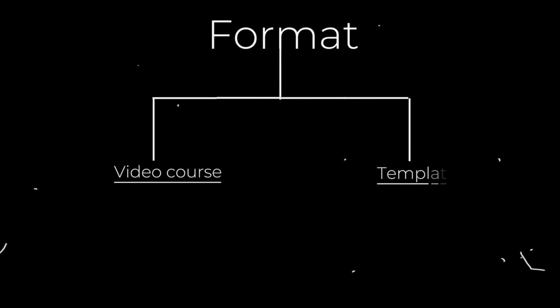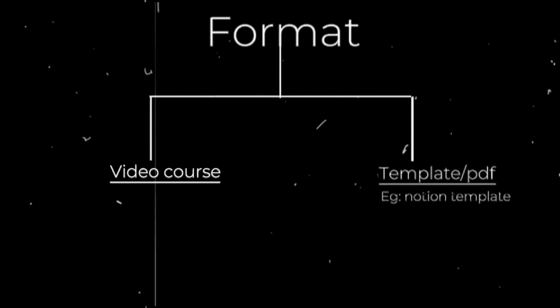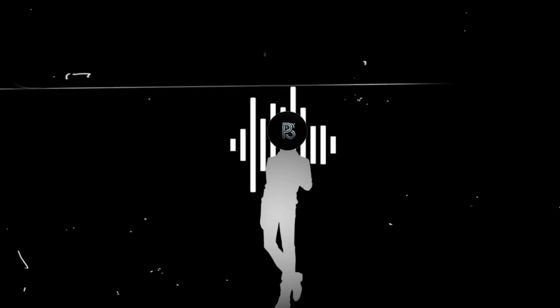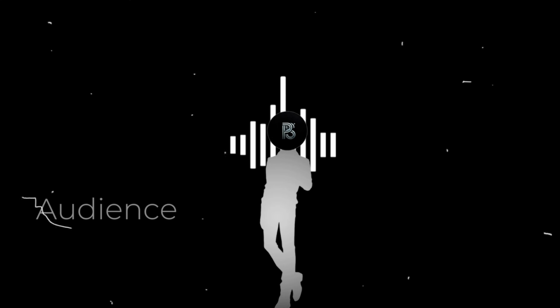Once you have a pain point, choose one of two product formats, video course or templates as a bundle, like Notion templates. I prefer course videos because people consume more videos than PDFs. But both sell the same way. Pick the format that fits the audience and the pain.